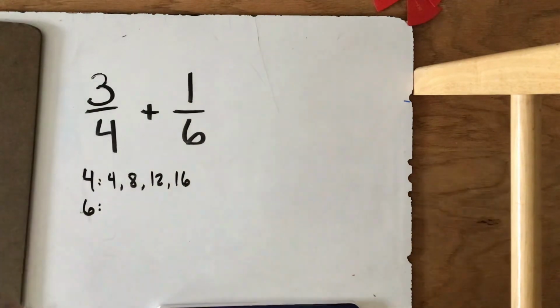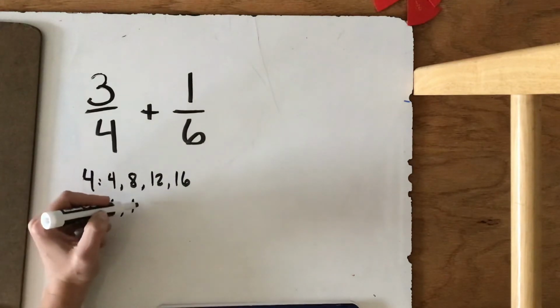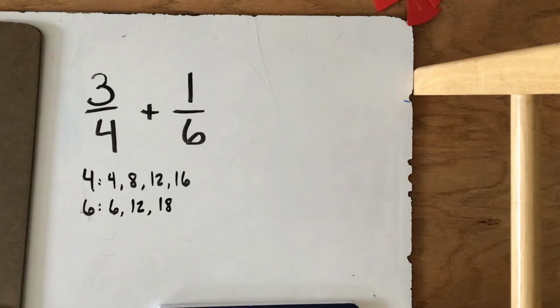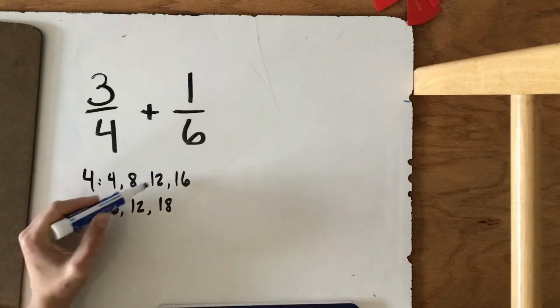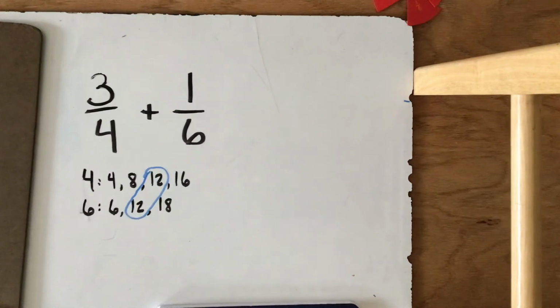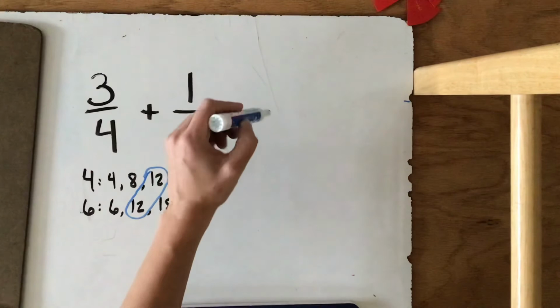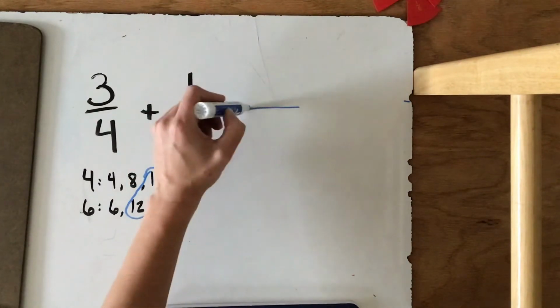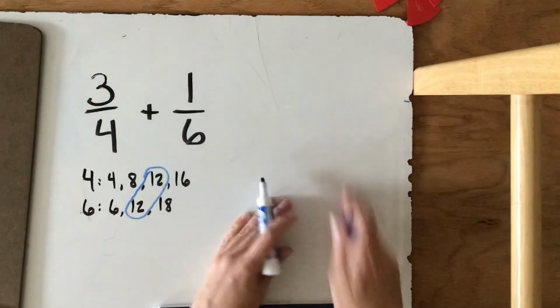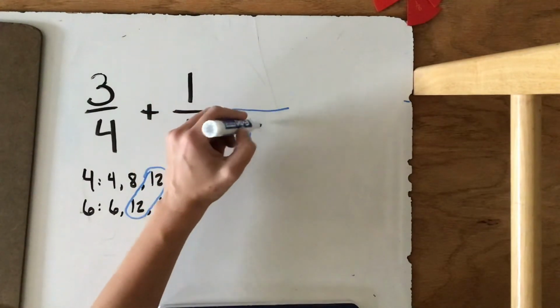Hopefully we have a common multiple. Our 6s are 6, 12, 18. Let's stop there and investigate. We need a common one, so there's no 4s, there's no 8, there's our 12. There's our lowest common multiple of 4 and 6. So we know that our new fraction, our denominator is going to be 12.